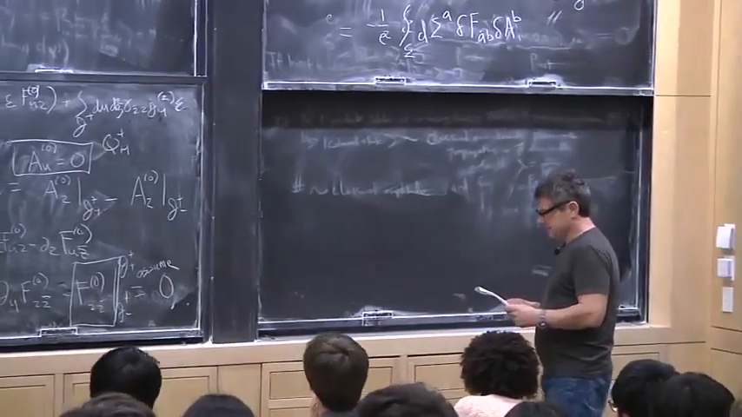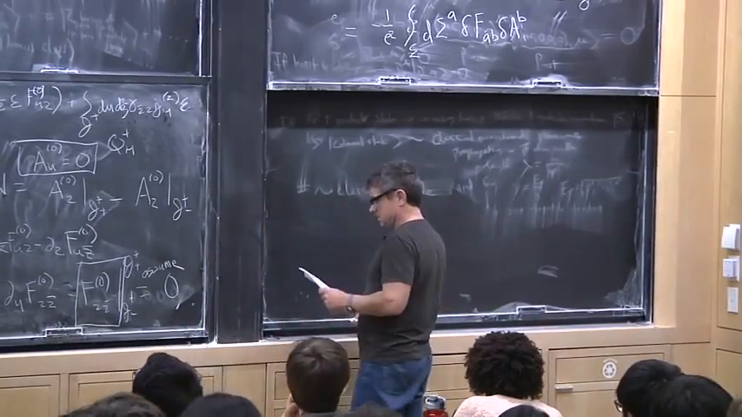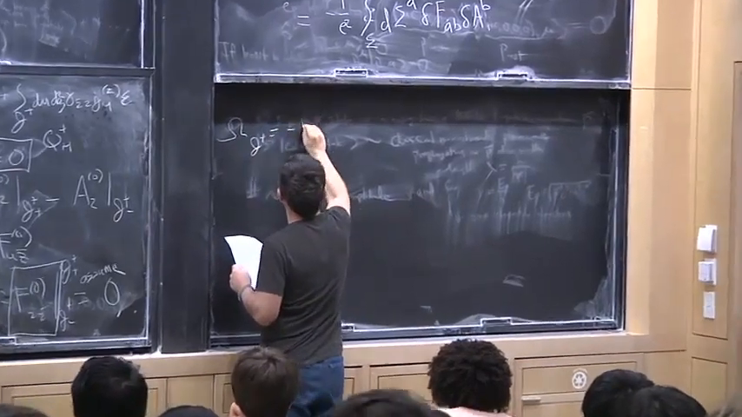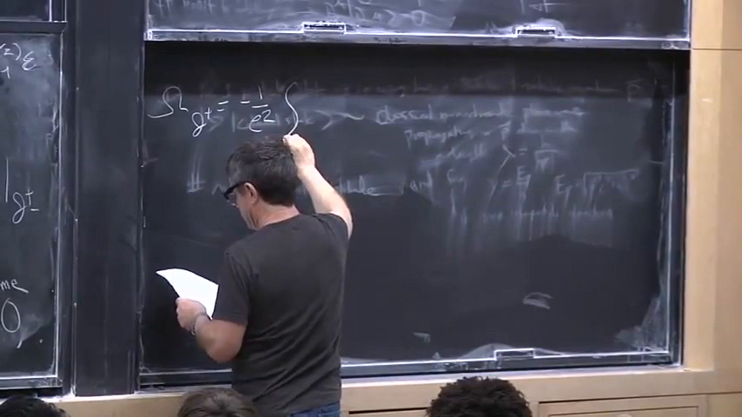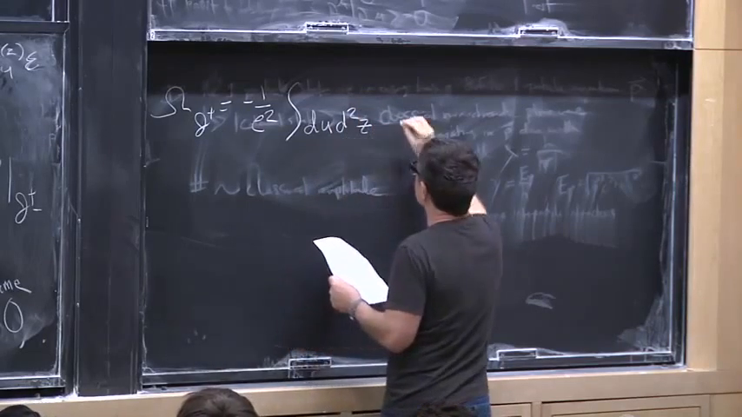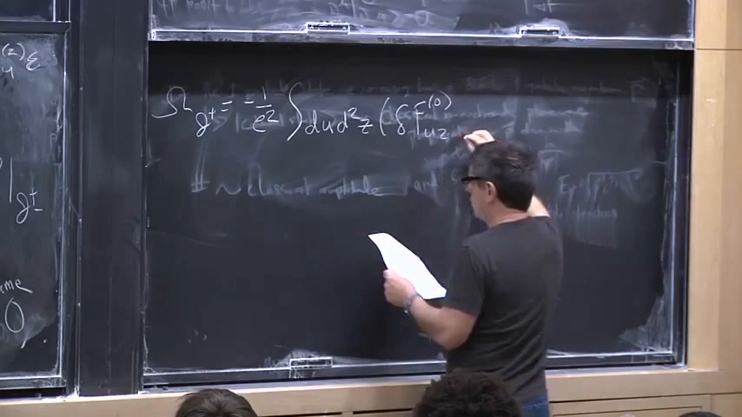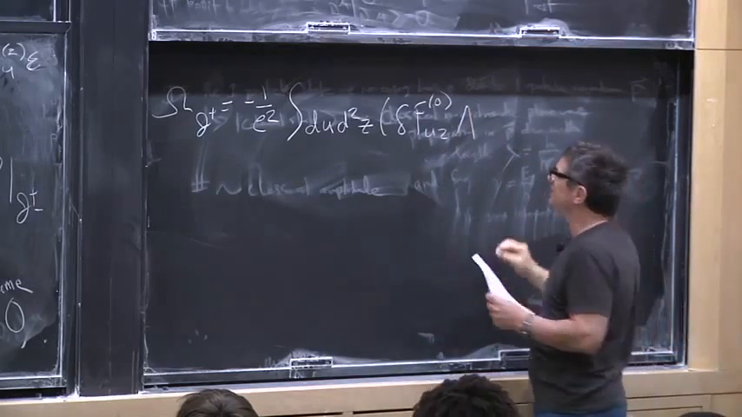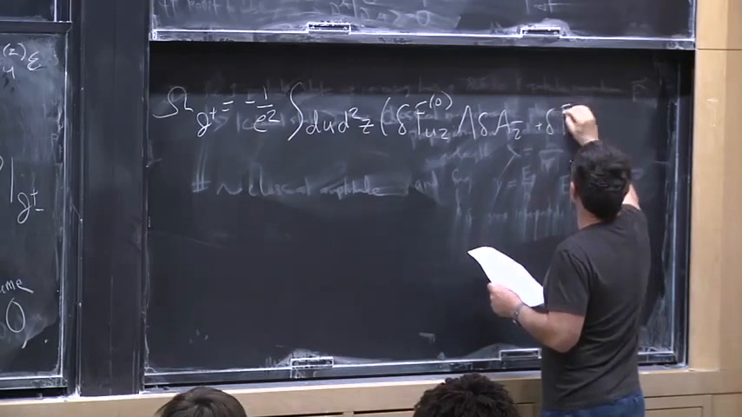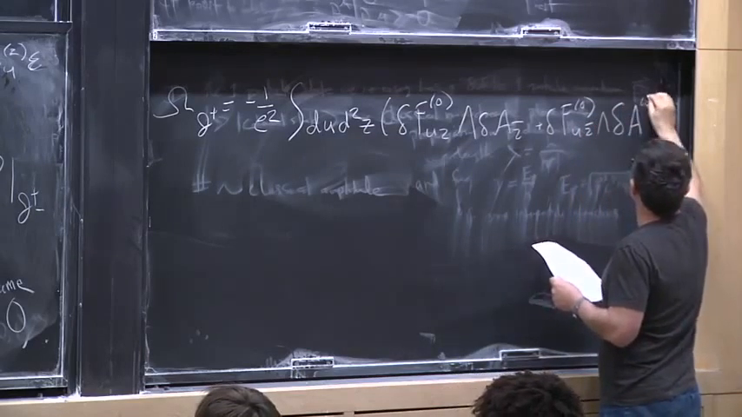Okay, so now the nice thing is that this becomes very simple. Omega on scri plus is equal to minus 1 over e squared, the integral du d squared z, of delta F0 uz wedge, and this is a wedge on phase space, delta A z bar, plus delta F0 u z bar wedge delta A0z.